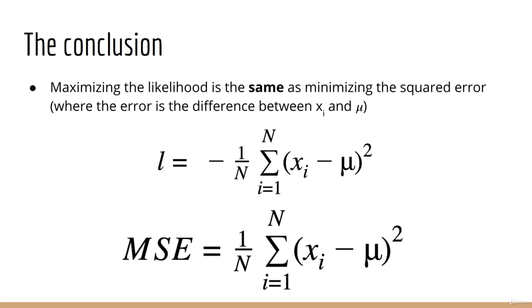At this point, you probably get the gist of what I'm trying to say. Maximizing the likelihood is the same as minimizing the mean squared error, where the error is the difference between xi and mu.